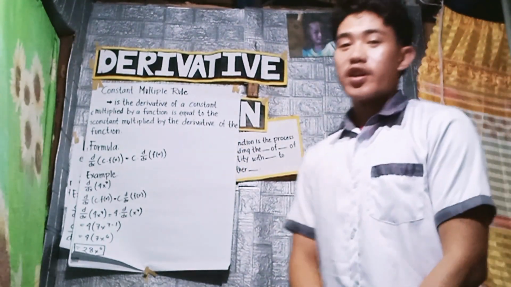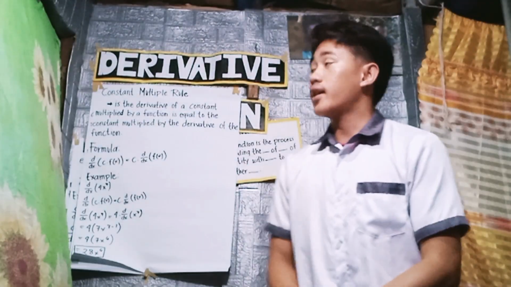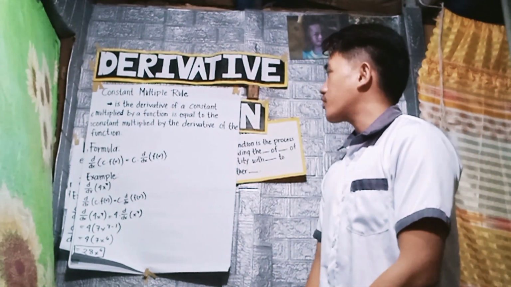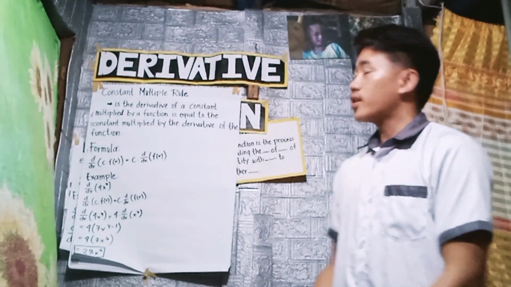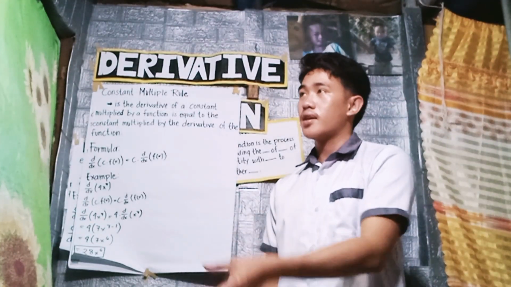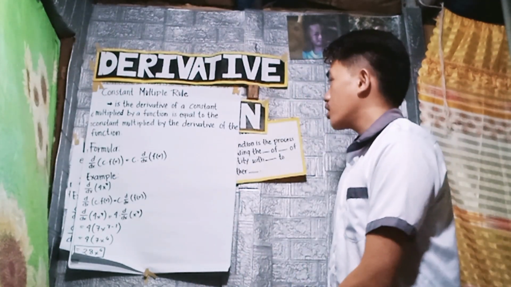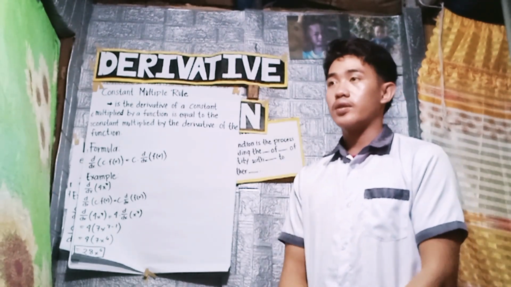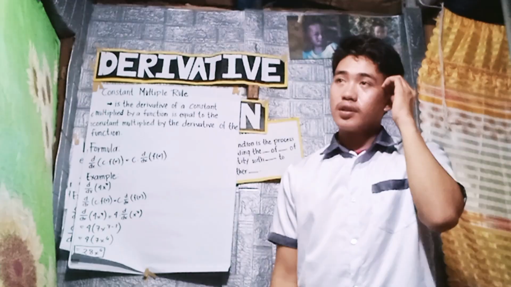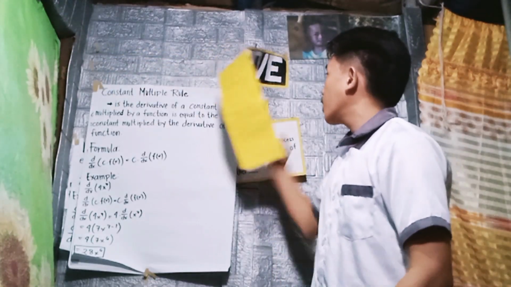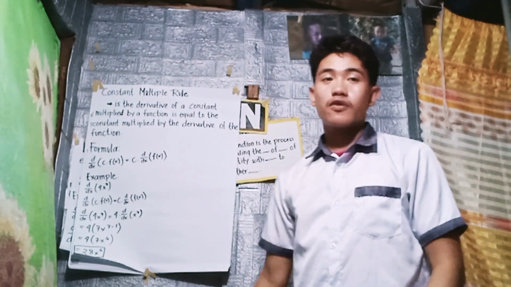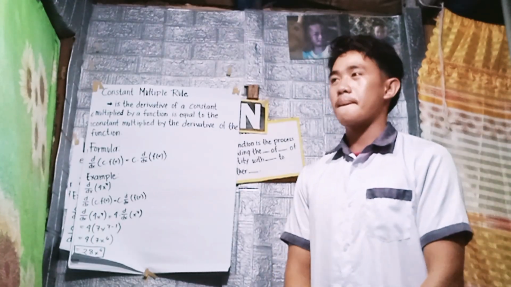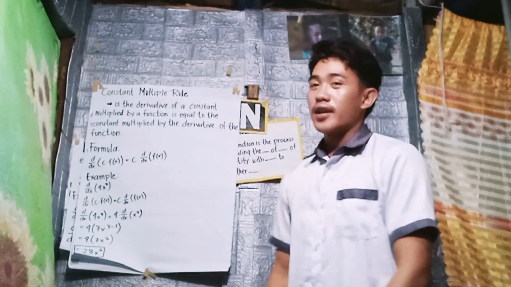So do you understand, class? Okay, now it seems you understand the topic. I have some questions for you. So what is derivative, miss? Okay, very good. So what is the formula of power rule? Okay, mister? Okay, very good. And what is the formula of constant multiple rule? Okay, very good.